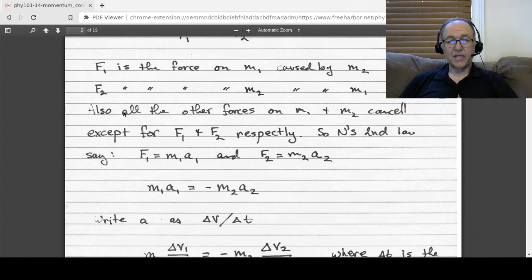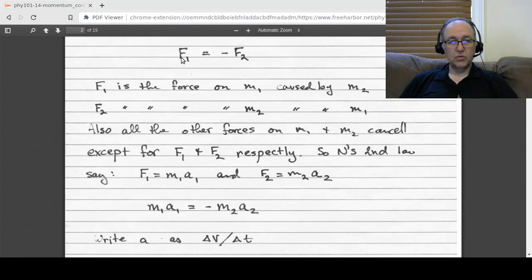Okay, great. If we take that and plug that into our Newton's third law here, for F1 we can put in M1A1, and for F2 we can put in M2A2, and there we go. Now the next thing we're going to do is recall that acceleration is defined in terms of velocity. So what's the definition of acceleration? It's the rate at which the velocity changes, which is delta v over delta t.